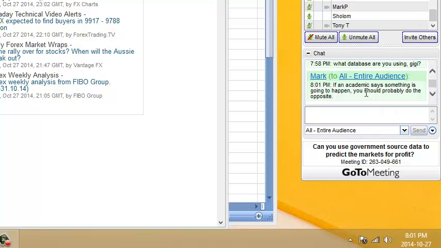Mark says, if an academic says something is going to happen, you should probably do the opposite. Yeah, that's very true. I agree with that. Well, if it were that easy, we would all be rich. I think the problem is that even the opposite doesn't always work. George Soros says, show me somebody who always loses money and I'll hire him for $1 million. Oh, I agree with that.